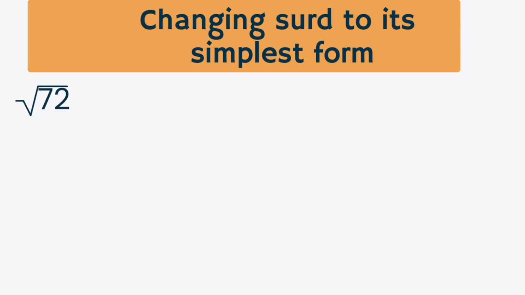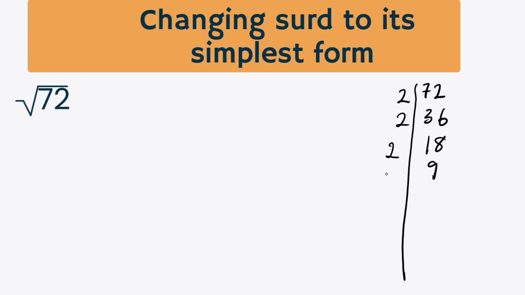Let's move to the next question. We are asked to simplify root 72. So let's prime factorize 72. So I have 72. 2 will divide to give me 36. 2 is 18. 2 is 9. 3 is 3. And 3 is 1.